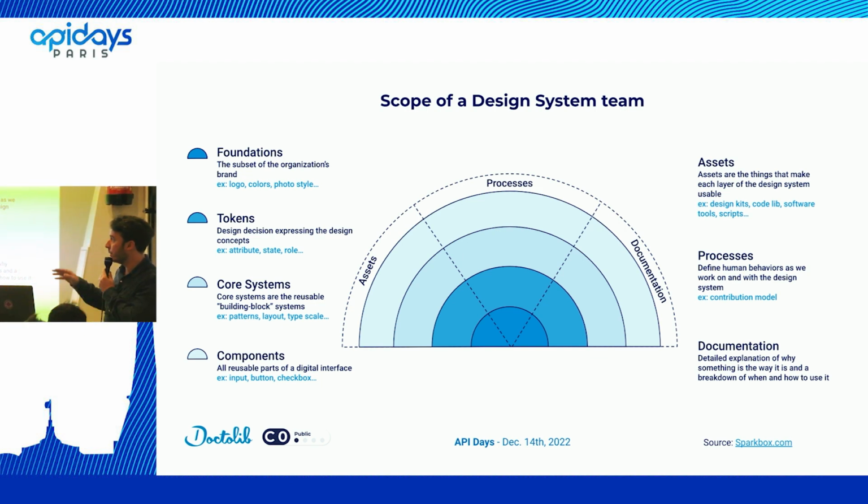Basically, you have 4 layers: foundations, the widest one, logo, color palette, fonts used, until components, all the reusable parts like radio button, checkbox, inputs. And all these layers are split in 3 parts: assets, processes, documentation. Processes is the human part in the design system, and it is really important. Contribution, we're speaking a lot about the contribution model. I don't know one company that has really found a solution to have a really stable contribution model. If you know, I'm really interested.